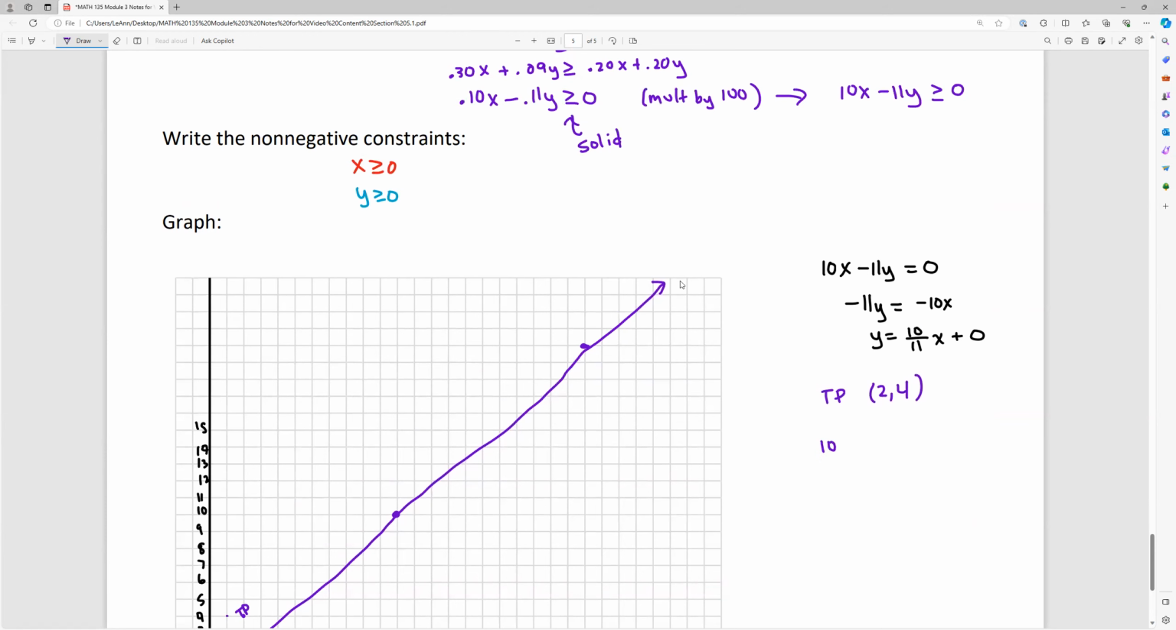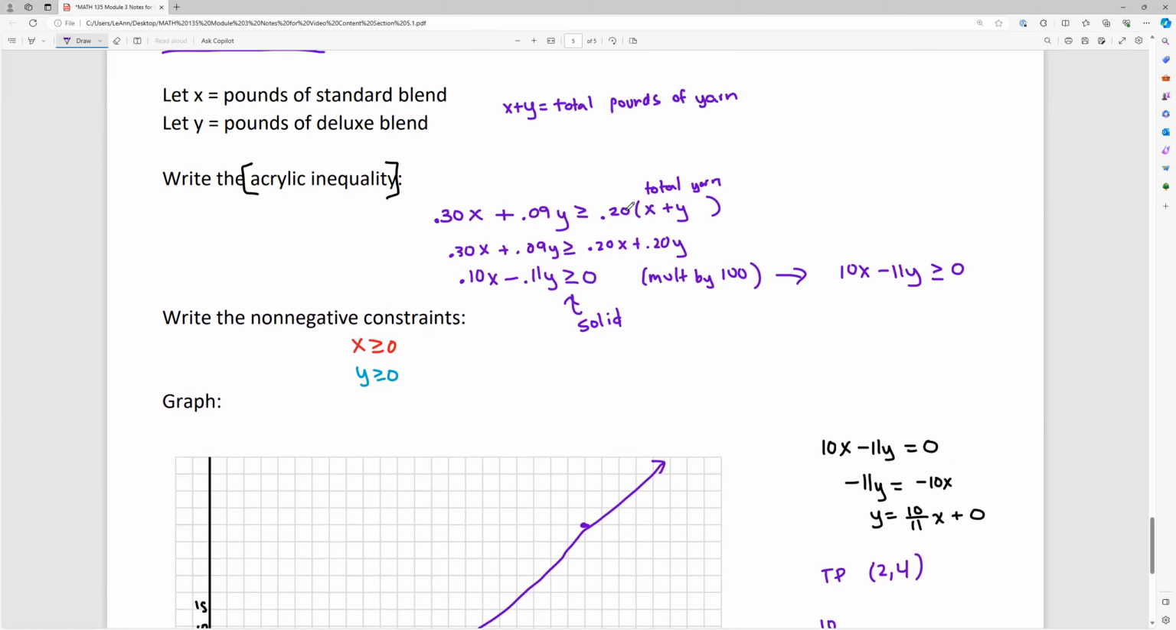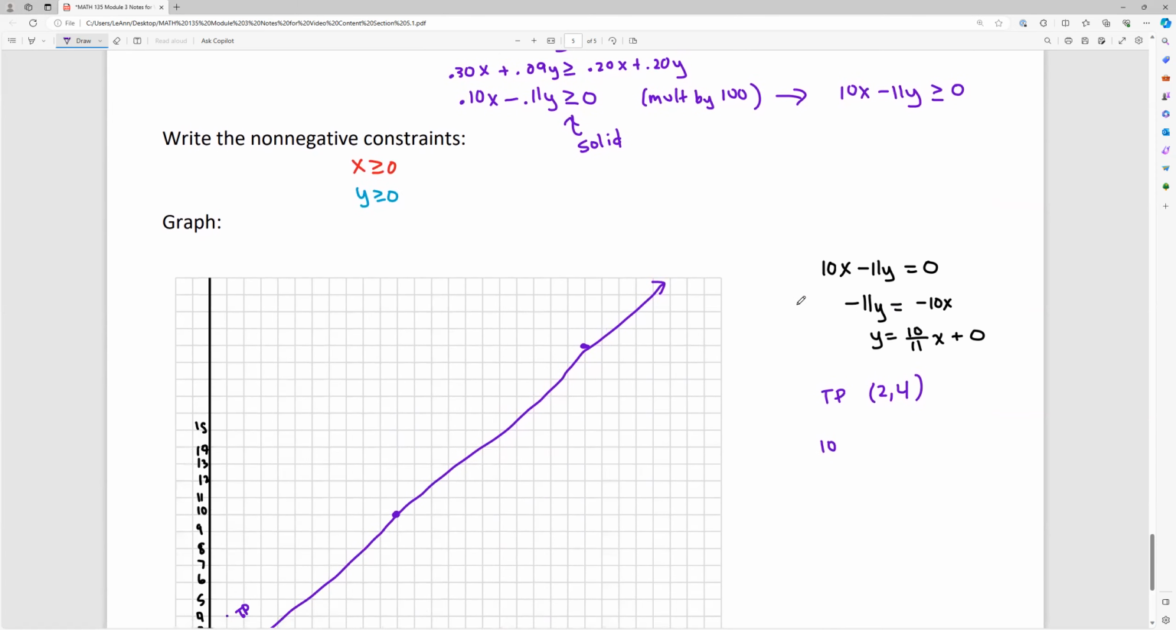I wouldn't go back to the original here because you've got all of this x plus y and this parentheses, but you could go back to the decimal version or the line above that. You have some options here. 10 times 2 minus 11 times 4 greater than or equal to 0. That is going to be 20 minus 44. Is that negative 16? No, negative 24. Negative 24, not greater than or equal to 0.